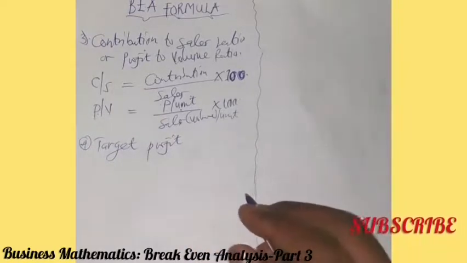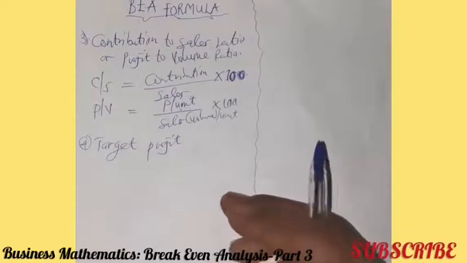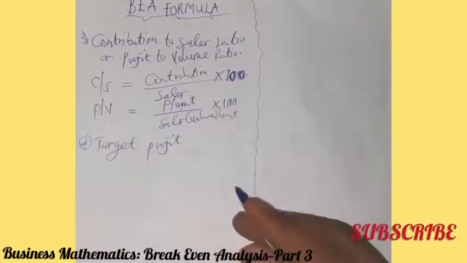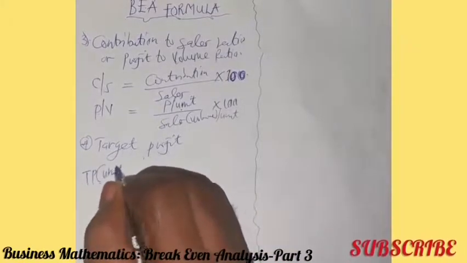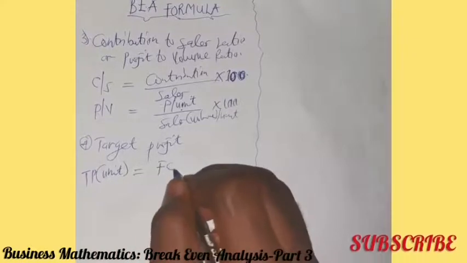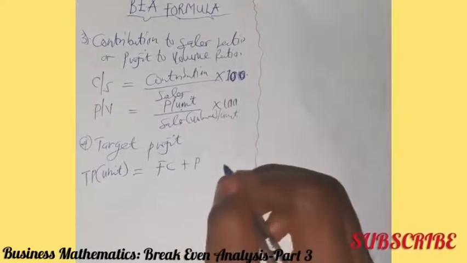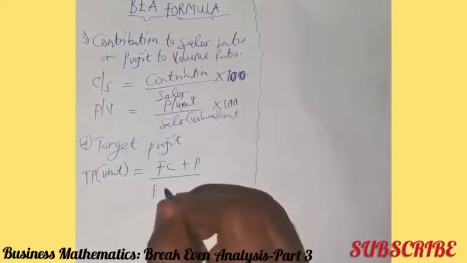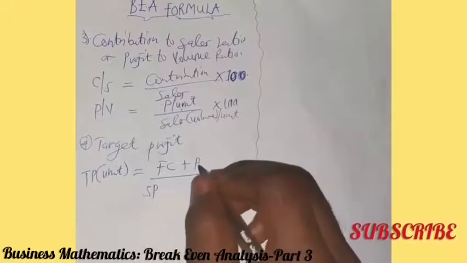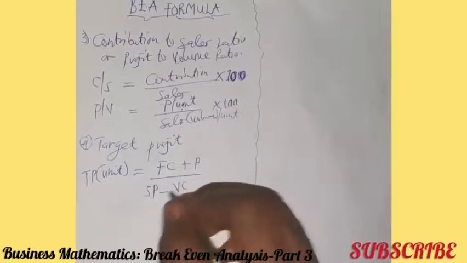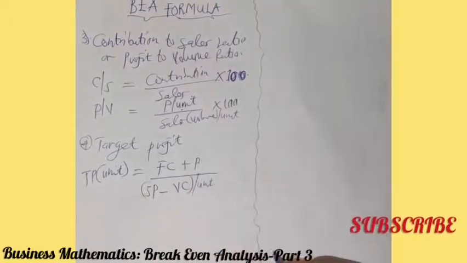And how do you calculate target profit? Target profit comes in two sections. You have targeted profit in terms of units, then targeted profit in terms of sales or value. With targeted profit in terms of units, it is equal to your fixed cost plus your targeted profit, divided by your selling price minus your variable cost, all per unit. Let me make a difference so that you don't confuse the P and the P here. Here is selling price, then here is your targeted profit. That's the only difference that makes it targeted.